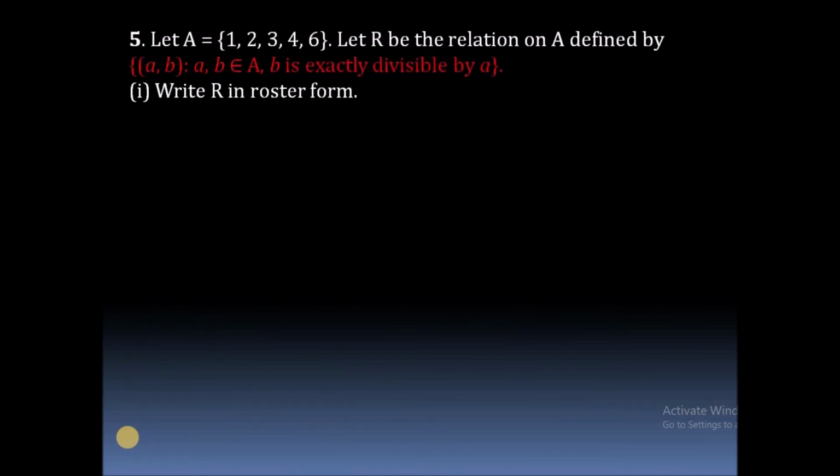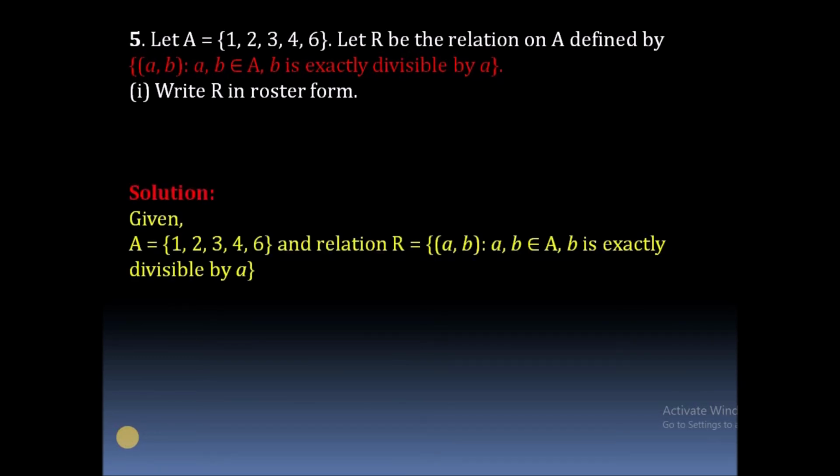Next question. Let A equals {1, 2, 3, 4, 6}. Let R be the relation on A defined by (a, b) where a and b both belong to set A and b is exactly divisible by a. Remember, the second element b of the codomain should be exactly divisible by a. Exactly divisible means remainder 0. Write R in roster form. So let A be given as {1, 2, 3, 4, 6} and relation R is given as (a, b) where a, b belong to A and b is exactly divisible by a.